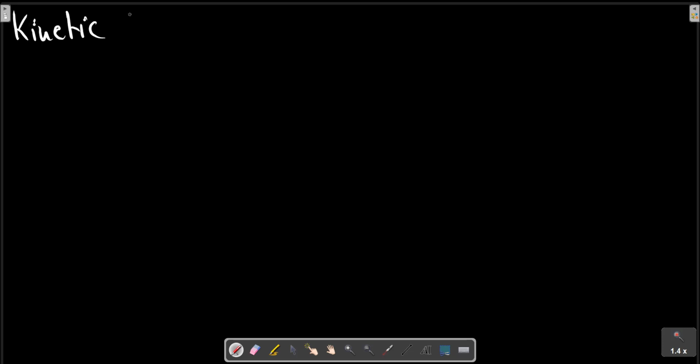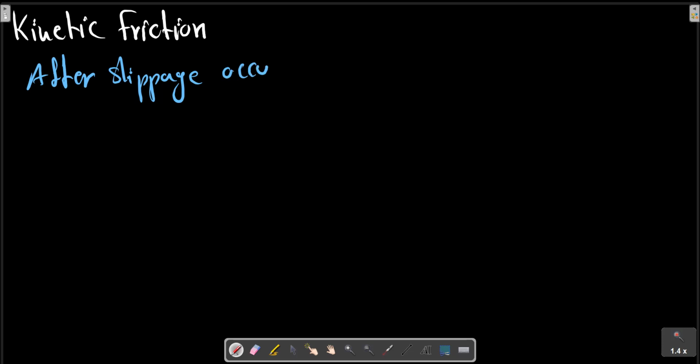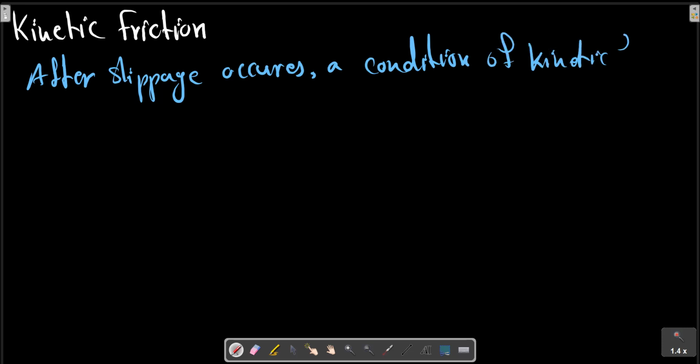Kinetic friction. After slipping occurs, a condition of kinetic friction accompanies the ensuing motion.